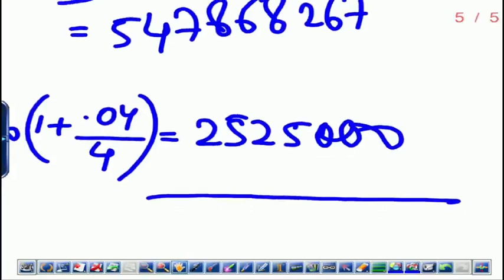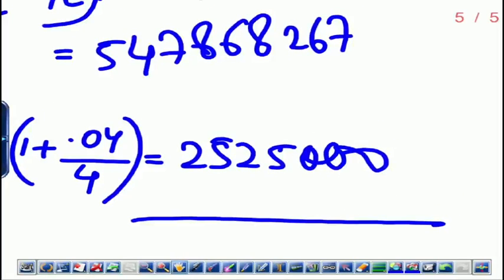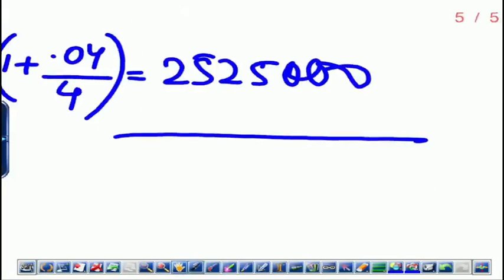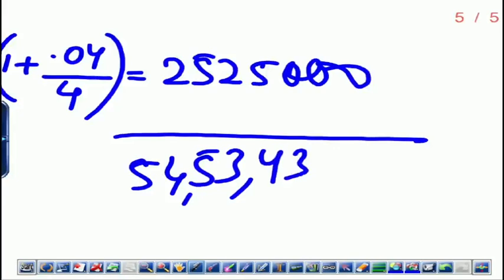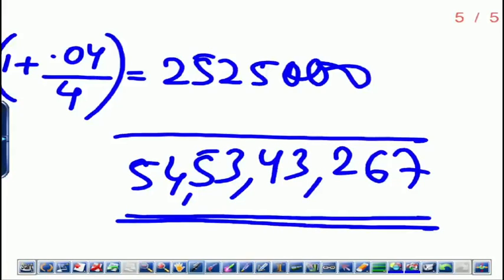So 54,78,68,267 minus 25,25,000 comes to 54,53,43,267. That's very costly. I think the worst option. 54.53. This is the worst option.